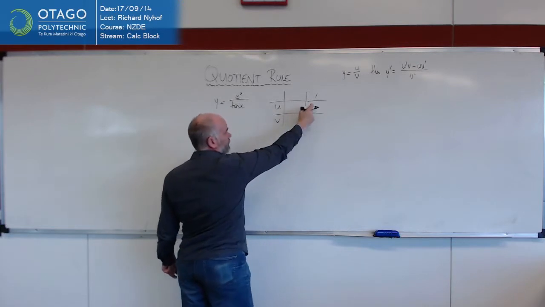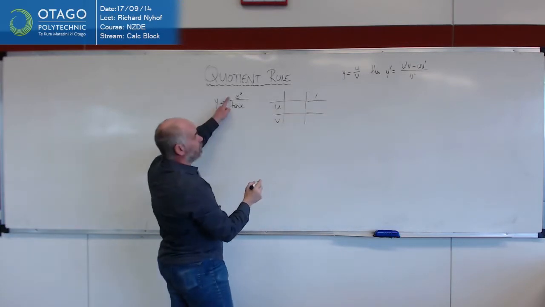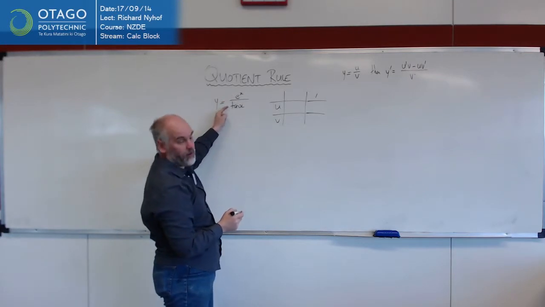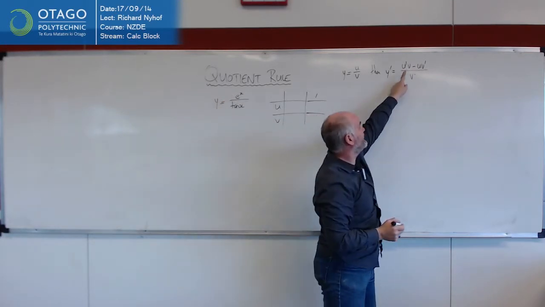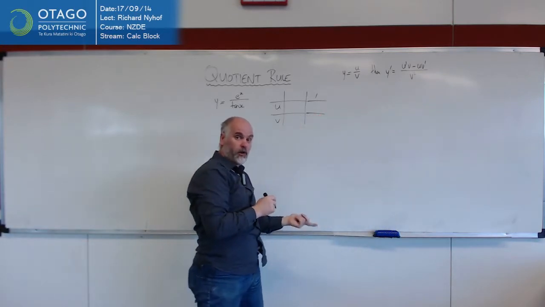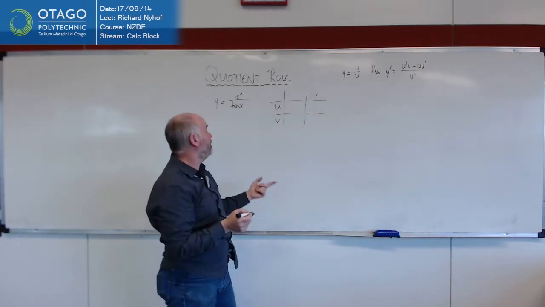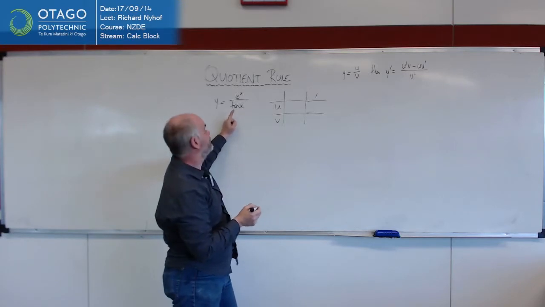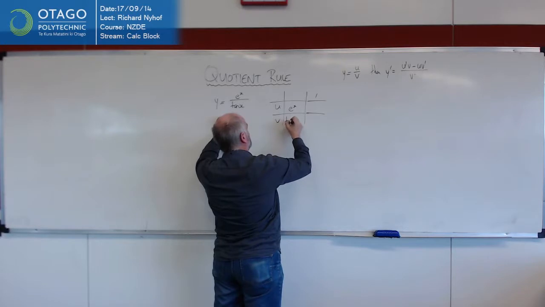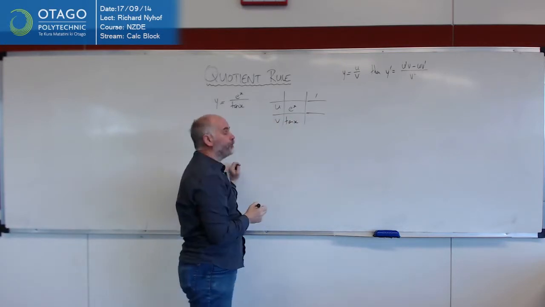So u dash, v dash. U is on the top. It does matter, you've got to get top and bottom right. Because over here, they're clearly different. U's and v's are playing different roles. In the product rule, it didn't matter which way around you got them. But in the quotient rule, it does. So u is on the top, and v is the one from the bottom.